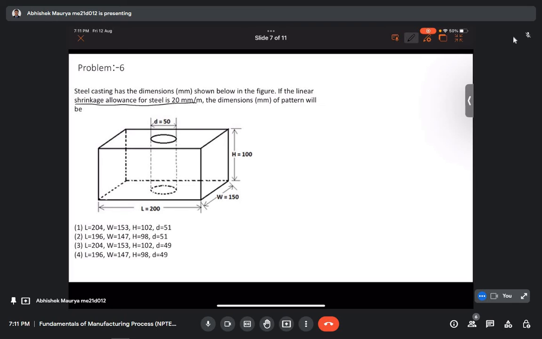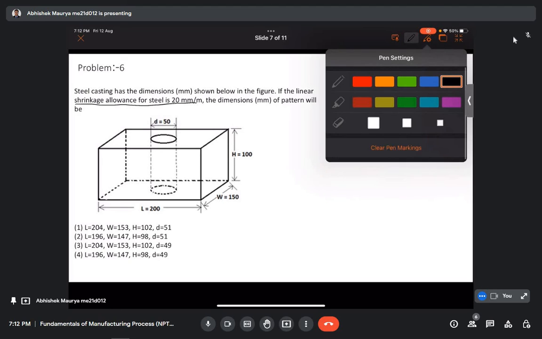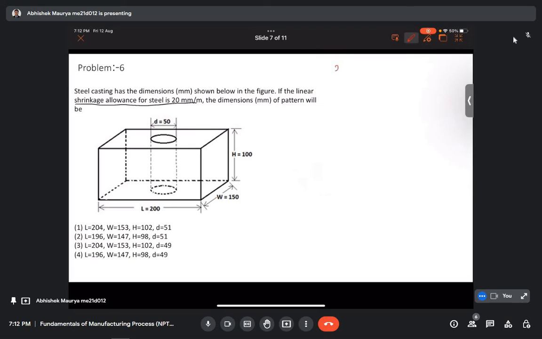So it is given: a steel casting has dimensions, given in millimeters, shown below in the figure. If the linear shrinkage allowance for steel is 20 mm per meter, then the dimensions of the pattern will be.